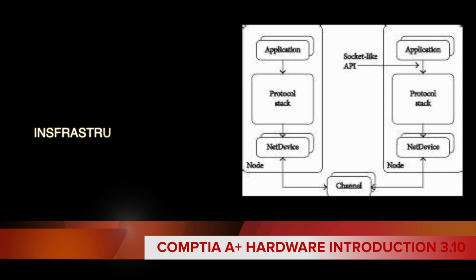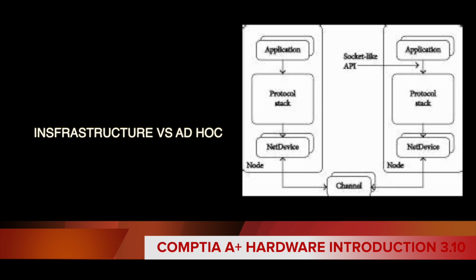In infrastructure mode, all devices on a wireless network communicate with each other through an access point, a wireless router. In ad hoc mode, a computer with a wireless network adapter communicates directly with a printer equipped with a wireless printer service.